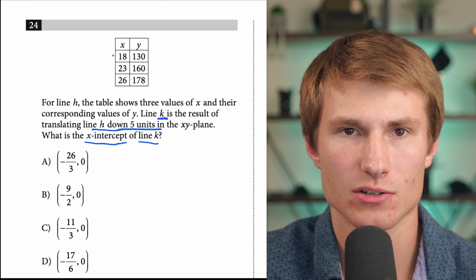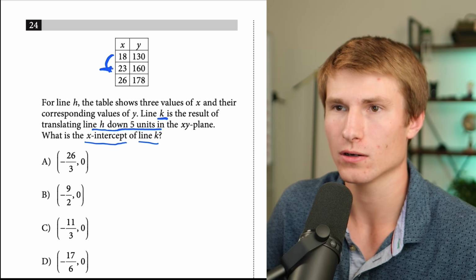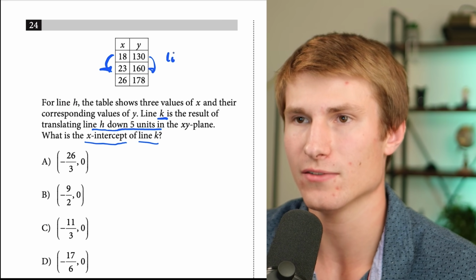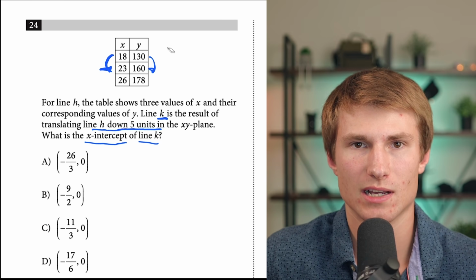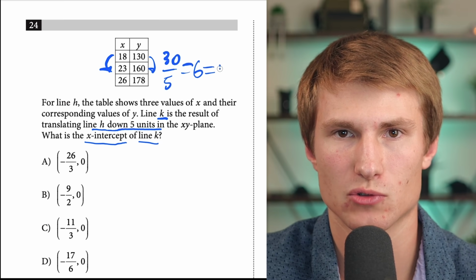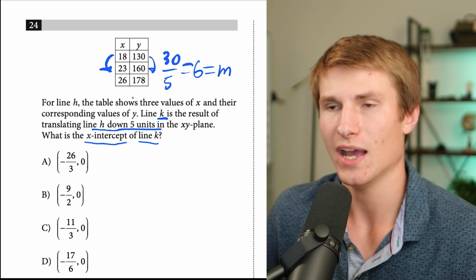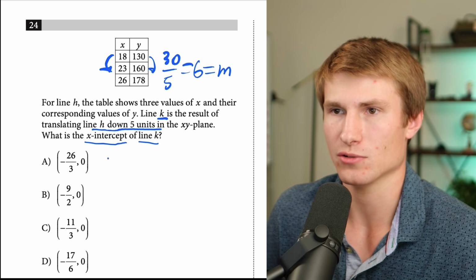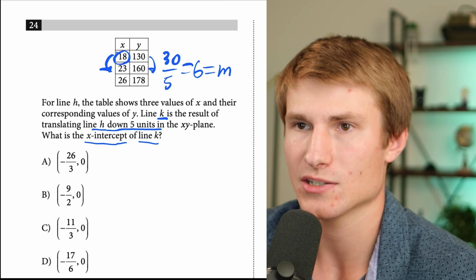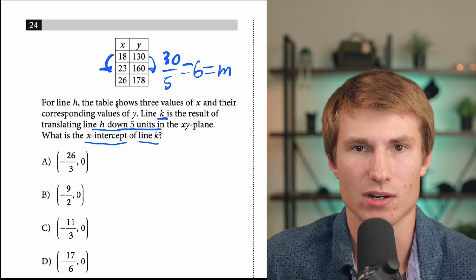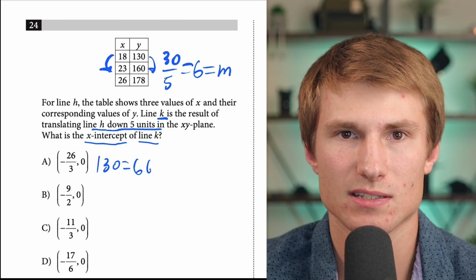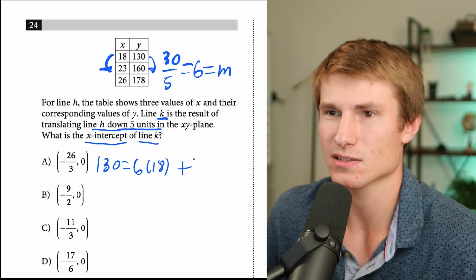So let's start by finding our slope. We see that we go over 5 and we go up 30. So we have 30 over 5 as our slope. So let's go ahead and write that down. We're going to get 30 over 5, which we know is equal to 6, is equal to our slope, which we'll call m. Now, in order to solve for our full equation, we're going to go ahead and put in some of these points to get our y-intercept. Okay, so we see that x is 18 when y is 130. So we're going to have 130 is equal to 6 times 18 plus some constant b.